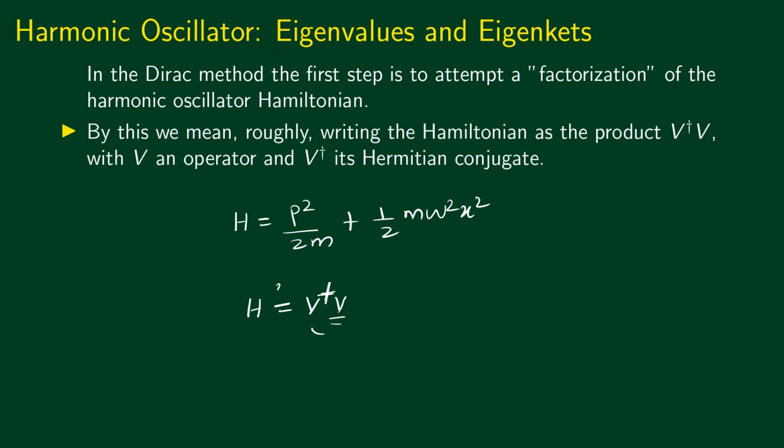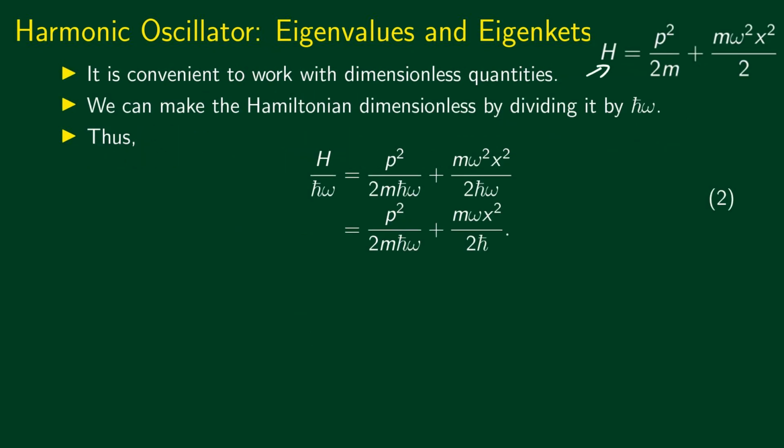If we succeed in writing the Hamiltonian in this form, the solution becomes quite easy. Such factorization leads to a great deal of simplification in our calculations. So let's see if the harmonic oscillator Hamiltonian can be factorized. We know that the Hamiltonian has the units of energy. Now it is convenient to work with dimensionless quantities, and we can make this expression dimensionless by dividing throughout by h bar omega, because h bar omega has the units of energy.